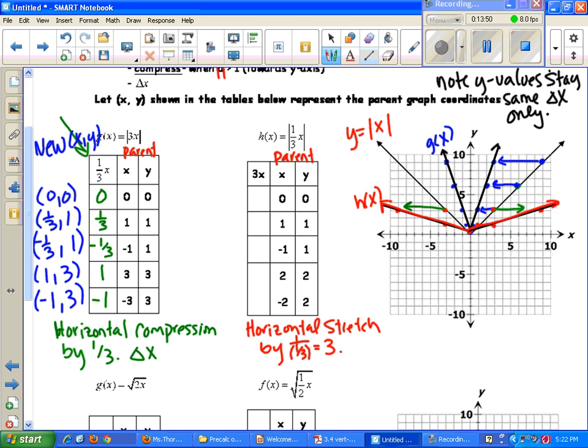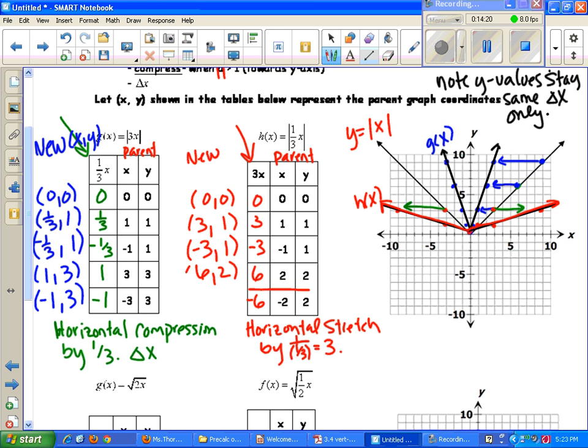So if I look at my table, I would do the opposite in my table. So instead of putting 1/3, we put 3x. So if I multiply all my x values by 3, 3 times 0 gives me 0. This would be 3 times 1, which is 3, negative 3. This would give me 6 and negative 6. So my new coordinates are (0, 0), (3, 1), (-3, 1), (6, 2), and (-6, 2). So those give me the new values that I have.